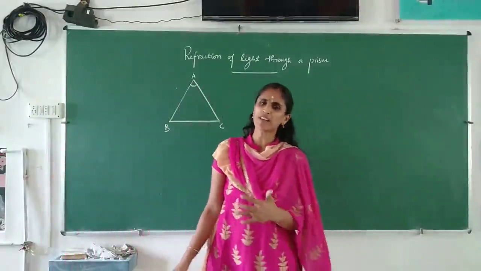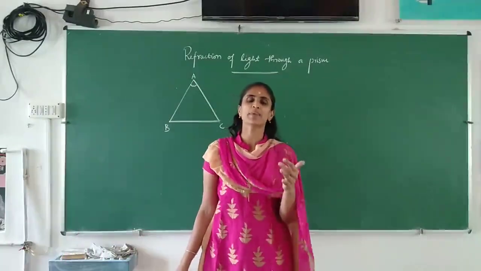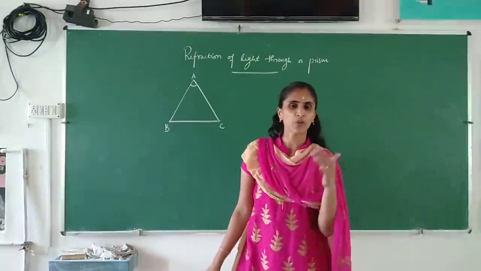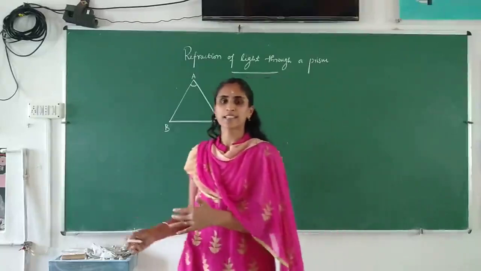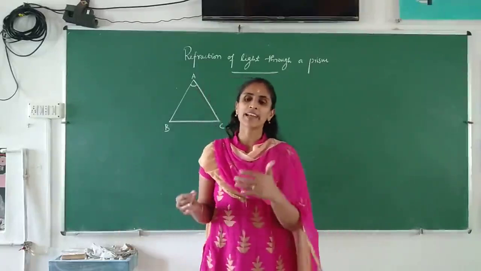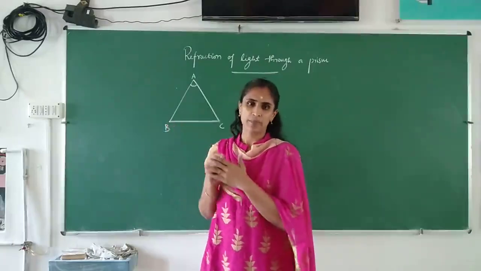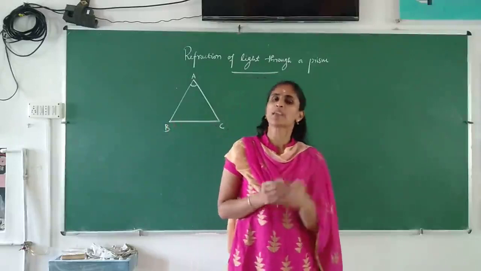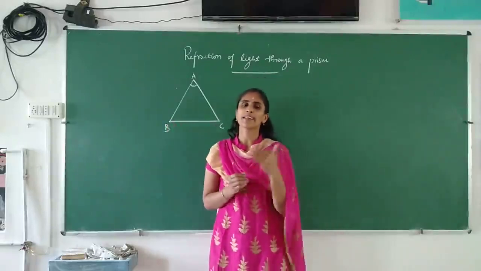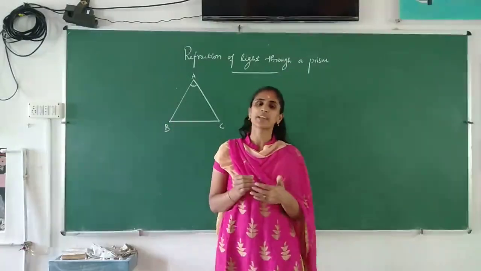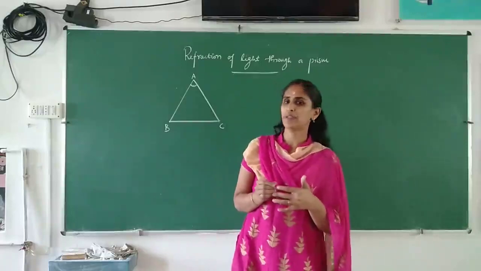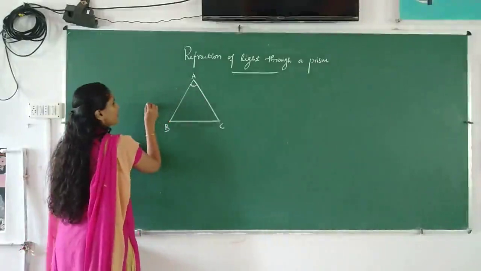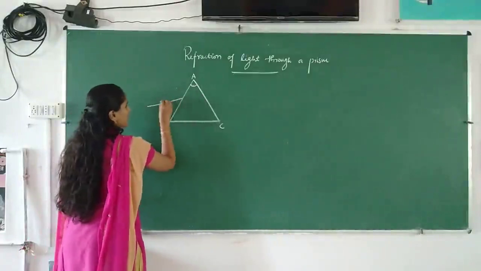What is meant by refraction? Refraction is the bending of light as it travels from one medium to another medium. Here also we will discuss what happens when light reaches a prism. What happens if light travels from a rarer to a denser medium? It will bend towards the normal, and if it travels from a denser to a rarer medium, it will bend away from the normal.